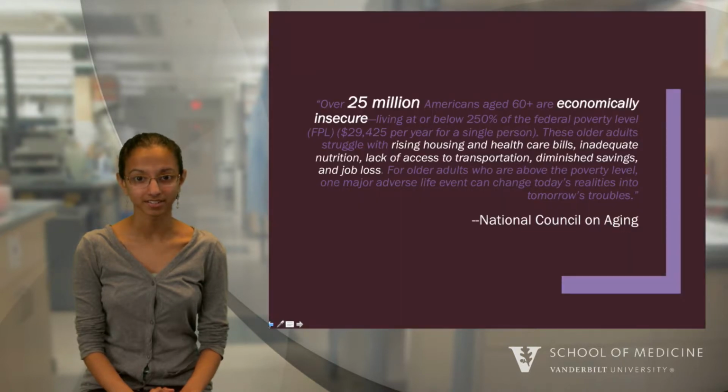In older adults, this 20% becomes even more important as many people in this population live below the federal poverty level, putting them at higher risk for inadequate nutrition, lack of access to transportation, diminished savings, and job loss. This can be complicated by limited physical mobility and lack of social support.